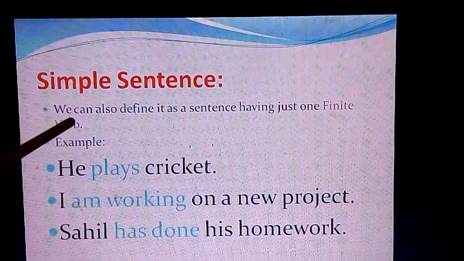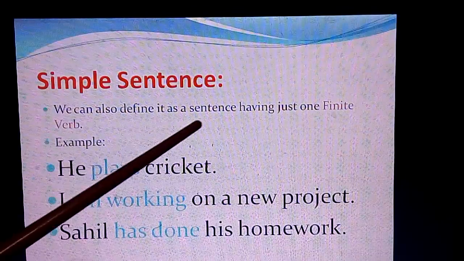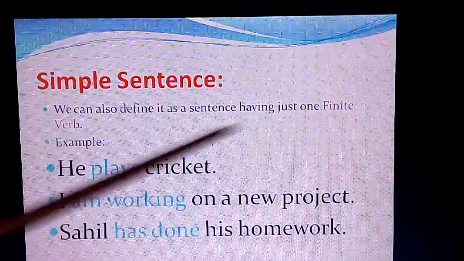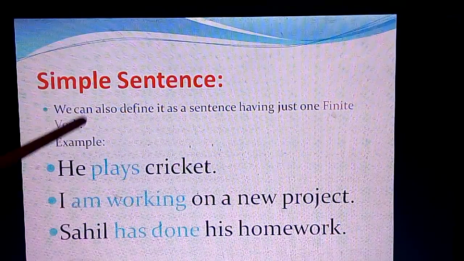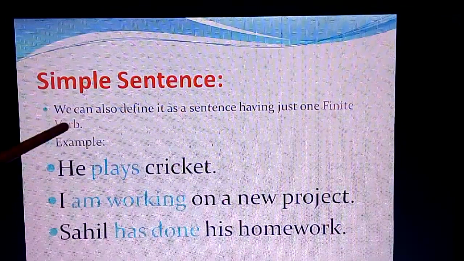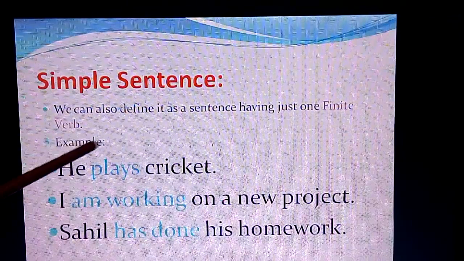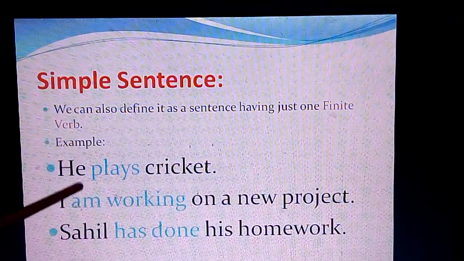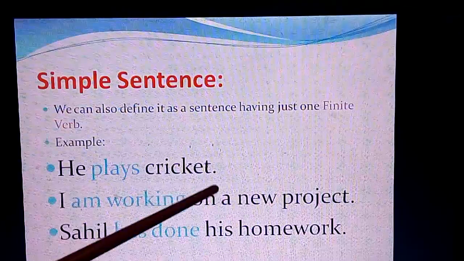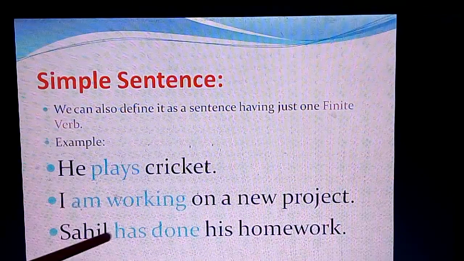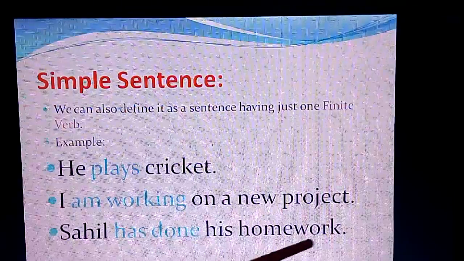A simple sentence we can also define as a sentence having just one finite verb. I hope finite verb is quite clear to you. A simple sentence has just one finite verb. Okay, so examples: he plays cricket. I am working on a new project. Sahil has done his homework.